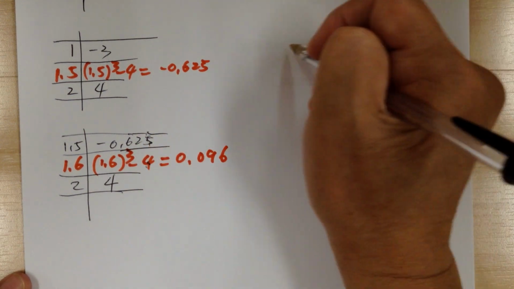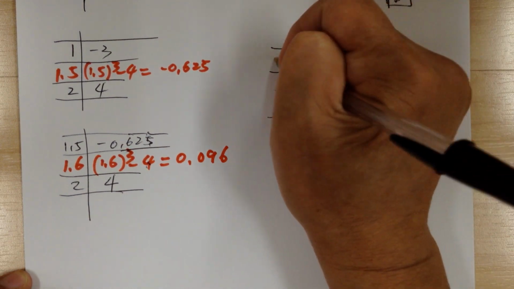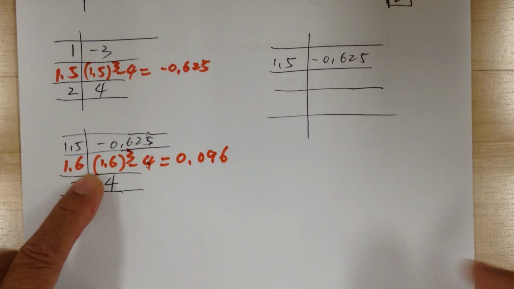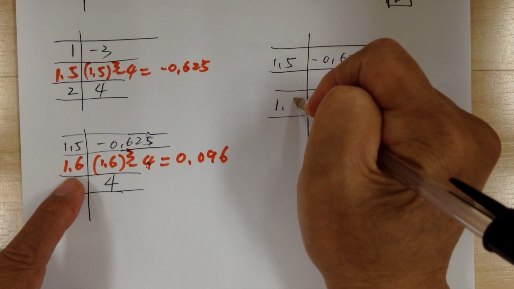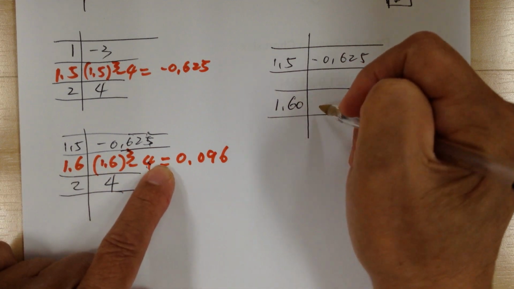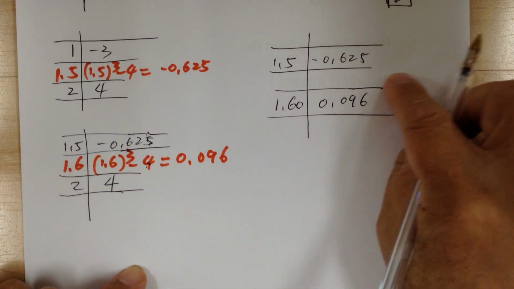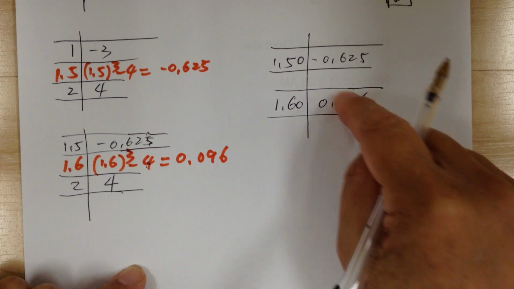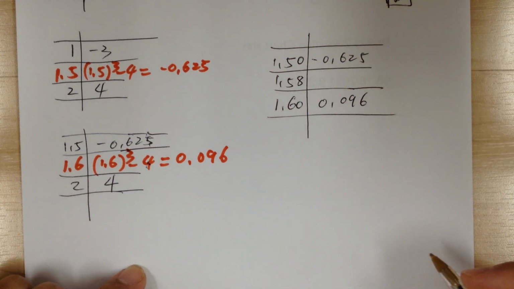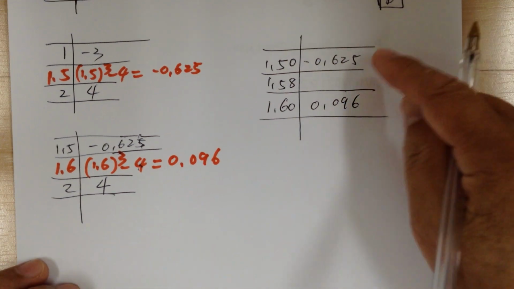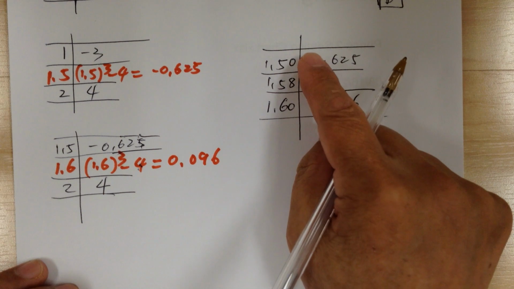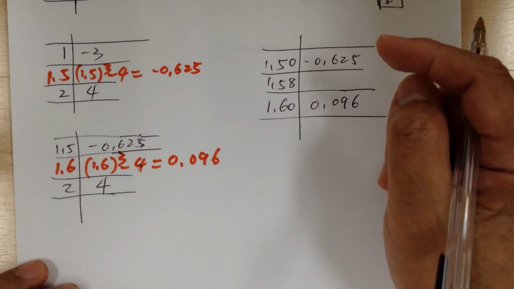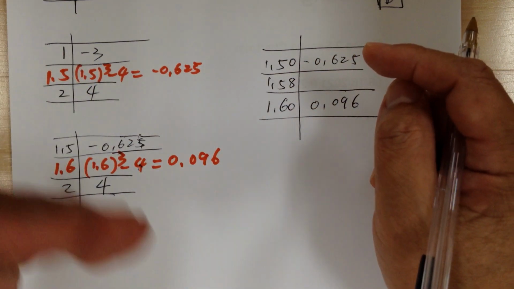So again, you keep going, refine your table. You got 1.5, you get negative 0.625, and 1.6, you're going to get 0.096. So again, the answer is going to be somewhere in between, and again, the answer is going to be closer to here. So I'm going to try 1.58, for example. The halfway in between would be 1.55, right? But the 0 is closer to here than here, so I want to get the number very close. All you do is guess the number and you keep refining.